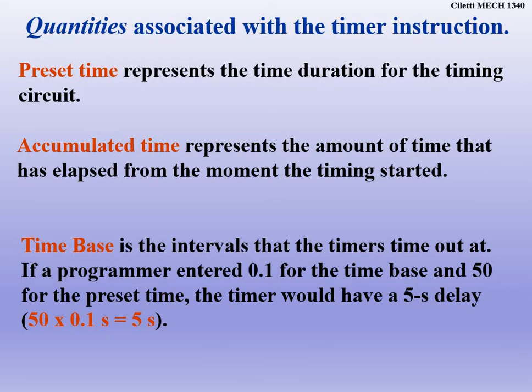So when we talk about timer instructions, there's a preset time. Okay, that's the time duration for the timing circuit. So if I say, all right, I'm gonna set the preset time to 10 seconds, it's either gonna turn on after 10 seconds or turn off after 10 seconds, right? That's the preset time. The accumulated time is the time that counts as it's elapsing. So that's the time it's counting. So with the off delay timer, I've opened the switch, and it starts counting 1, 2, 3.